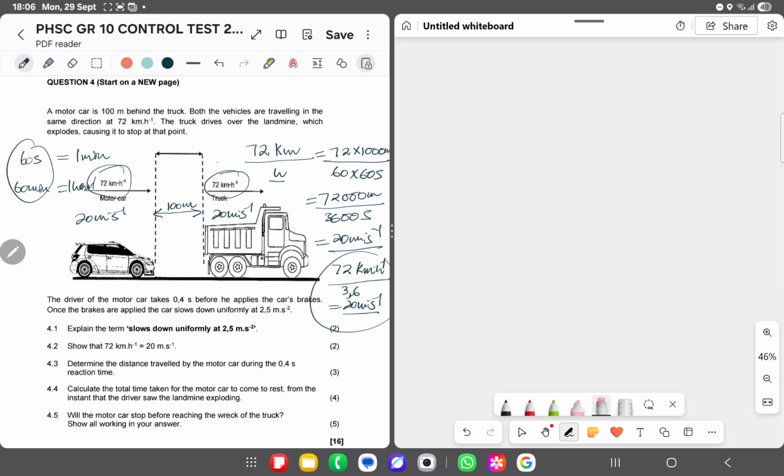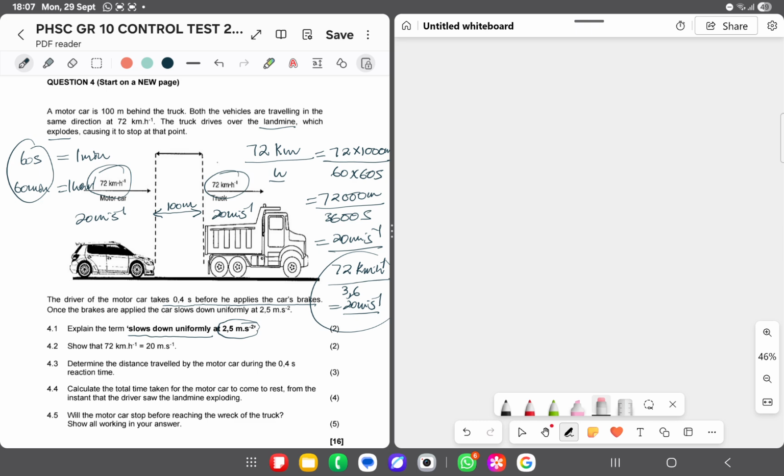Now the truck drives over a landmine, which explodes, causing it to stop at that point. The driver of the motor car takes 0.4 seconds before he applies the car's brakes. Once the brakes are applied, the car slows down uniformly at 2.5 meter per second squared. So this is acceleration, actually decelerating, negative, because it's slowing down.